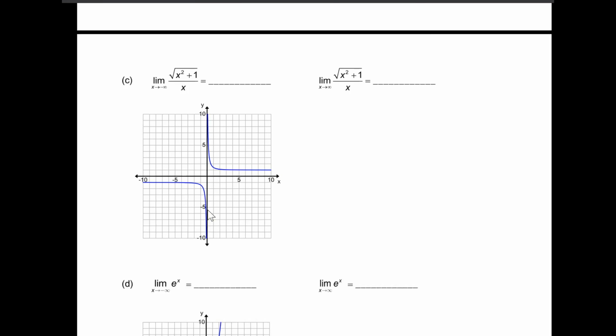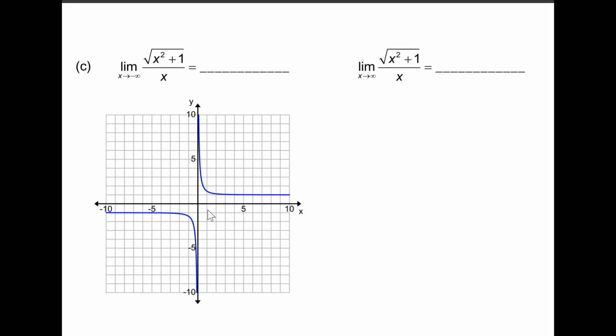So, okay, let's break this down. As x approaches negative infinity, the end behavior on the left side, what am I approaching? -1. What about as x approaches positive infinity? So I'm approaching positive infinity, which is that way. What am I approaching? 1.